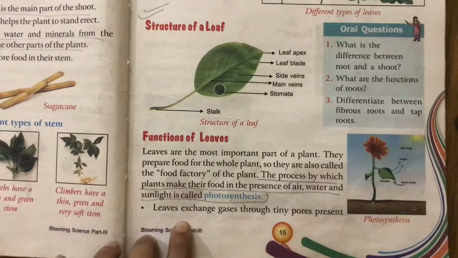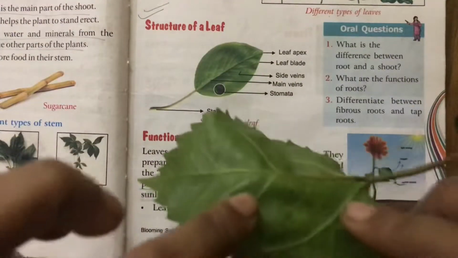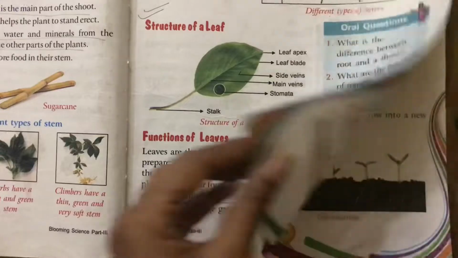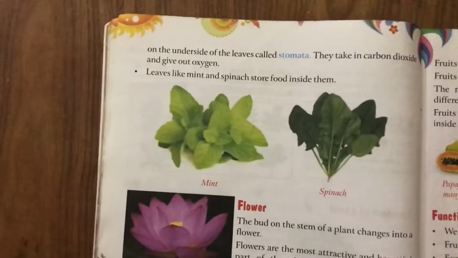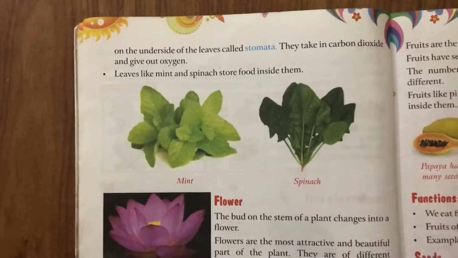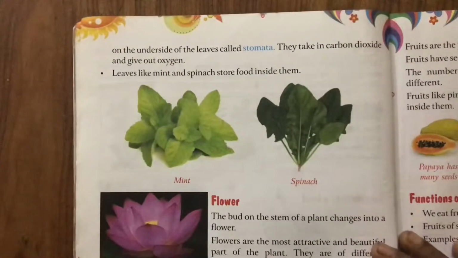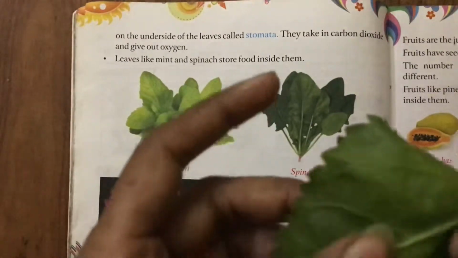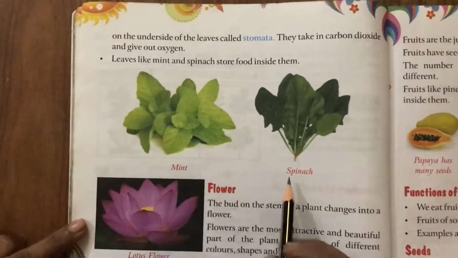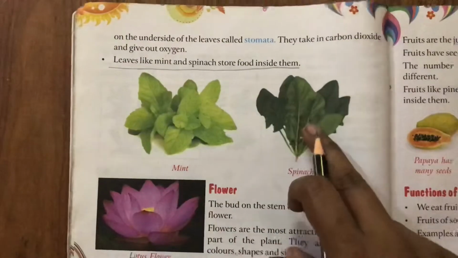Okay, children. Now leaves. As I have already told you, leaf exchanges gases through tiny pores present on the surface of the leaf, and those tiny pores we cannot see. Those tiny pores are called stomata, and they take in carbon dioxide and they give out oxygen. This is the exchange of the gases that they do through the stomata. Okay. Now, the leaves that we eat are mint and spinach. Leaves like mint and spinach store food in them, and so we eat them.